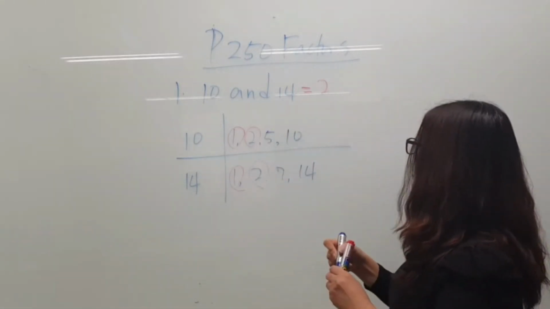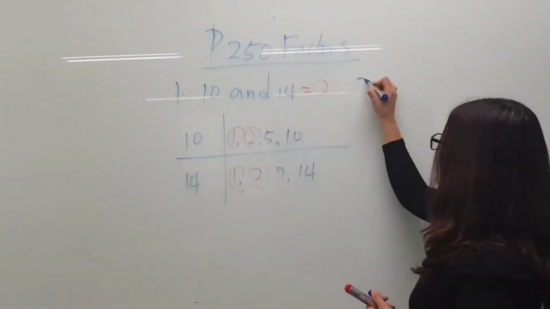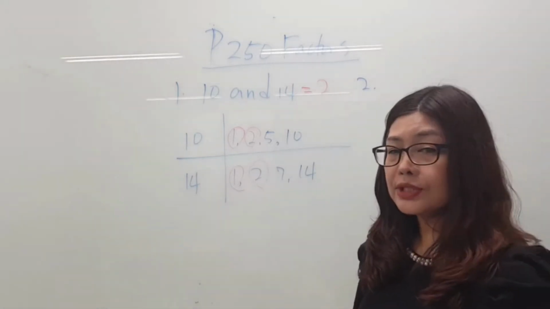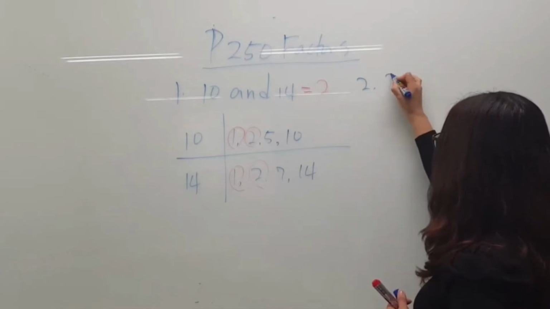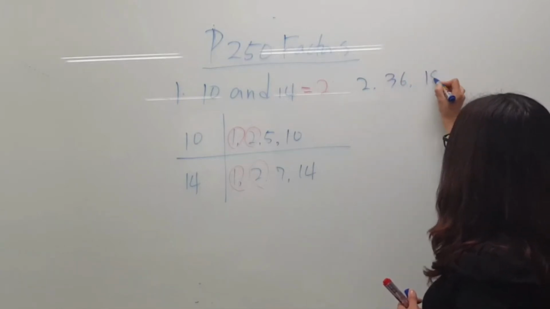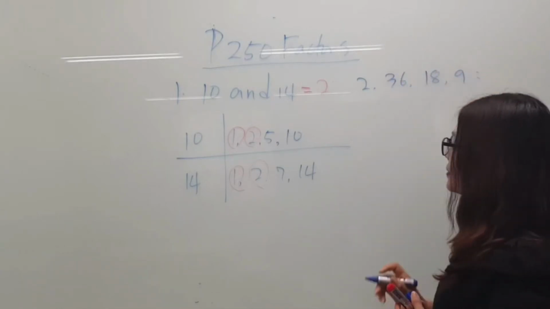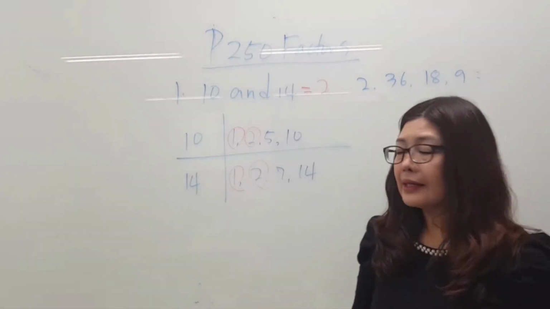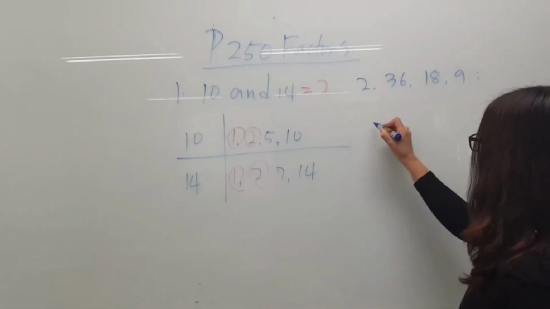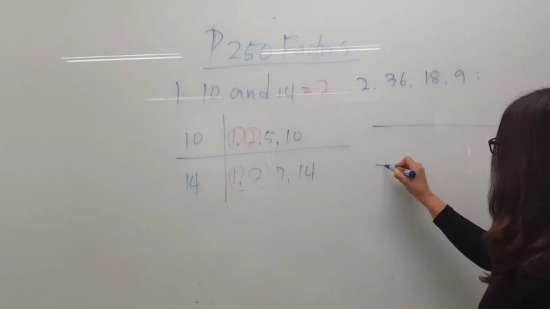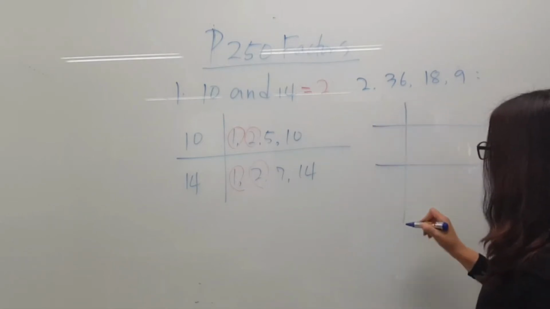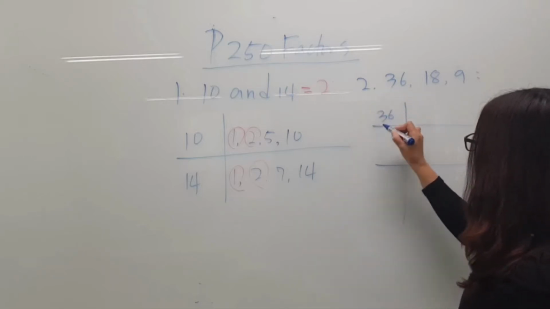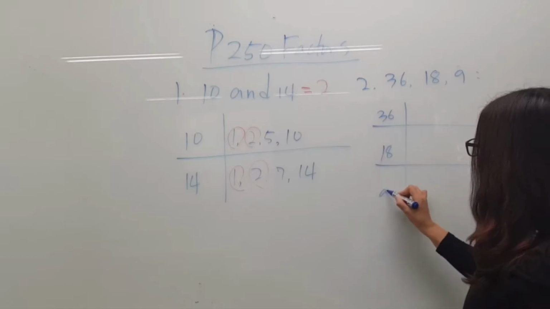Let's go to number 2. We have 3 numbers in number 2: 36, 18, and 9. We have to find the factors of these 3 numbers. How many lines do you have here? You have 2 lines, right? So first you write 36, 18, and 9.